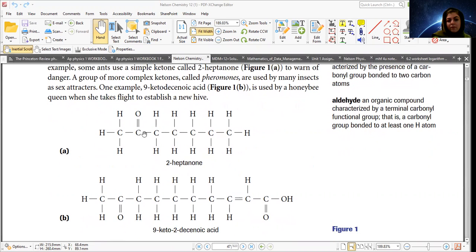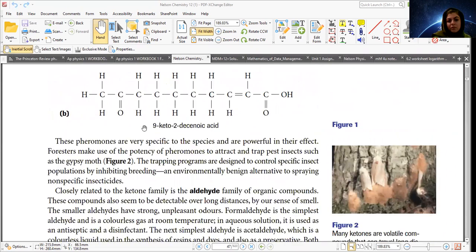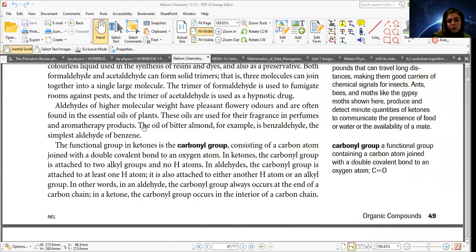So here we have 7 carbons in the chain. That's why it's going to be hept. 7 is hept. Heptanone. This is a ketone. On the second carbon, the double bond with oxygen is attached. That's an example. We'll do more.